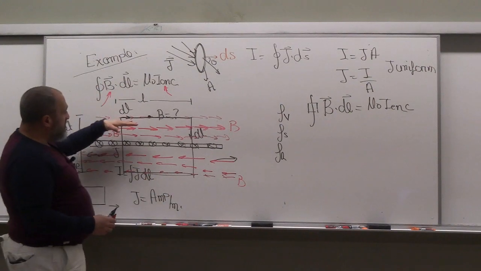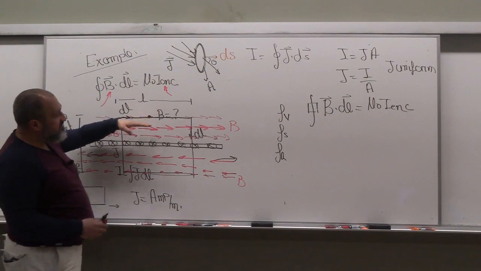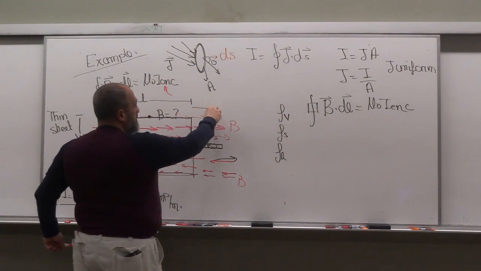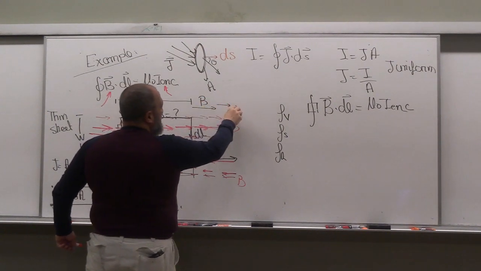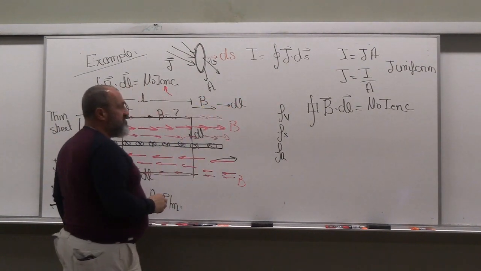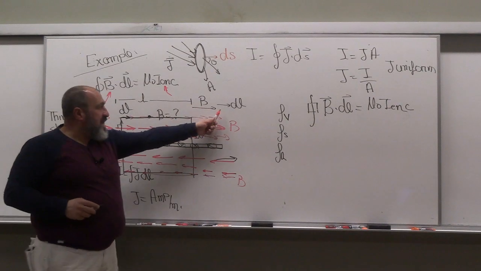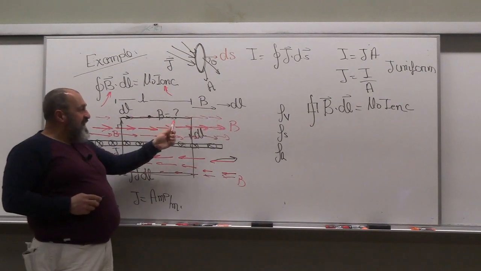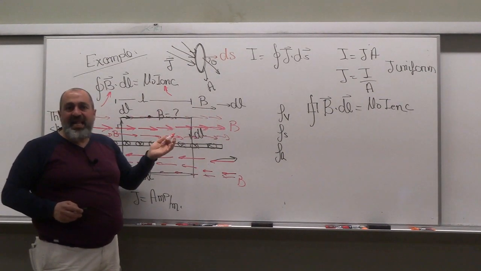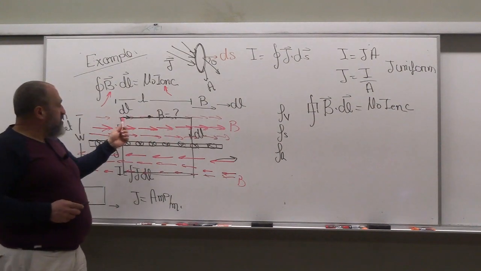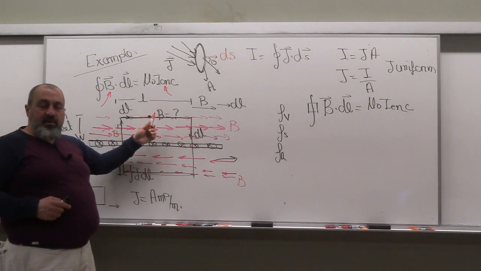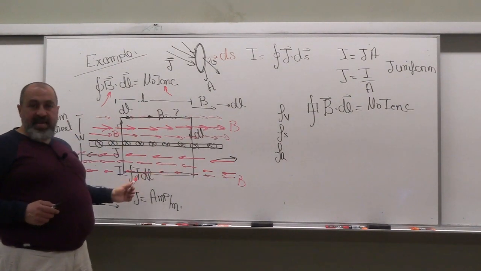What is it reduced to? Over here is B dl cos theta. B is that way, and dl is that way. Theta is 0, cos theta is 1. That becomes B times dl. Integrated over the length, B comes out, that becomes BL. So at the top of the loop I have BL. At the bottom of the loop I also have BL.